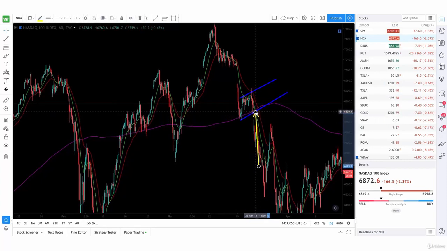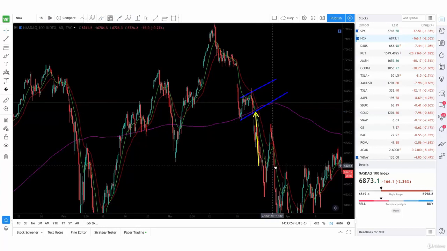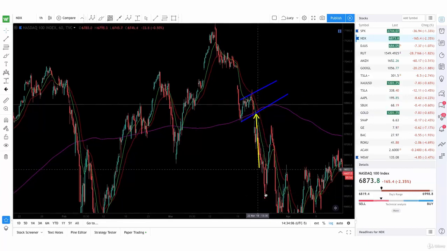We measured from the break, and we got right here a take profit price, this zone. Okay, actually it performed a little better, it went lower, but sometimes it doesn't. So just want to make sure to take the profits.